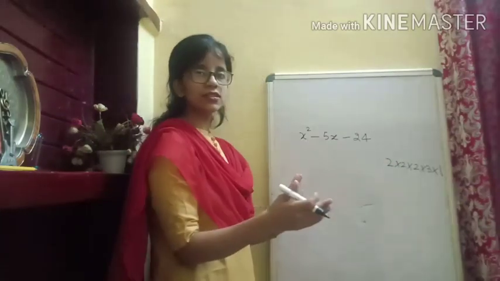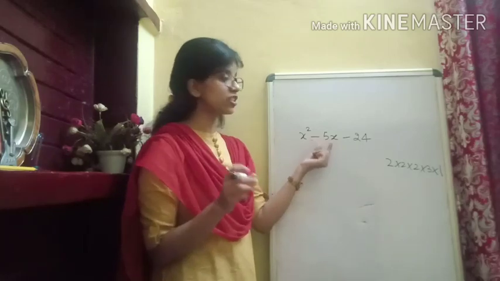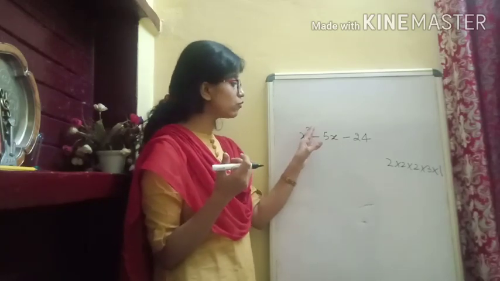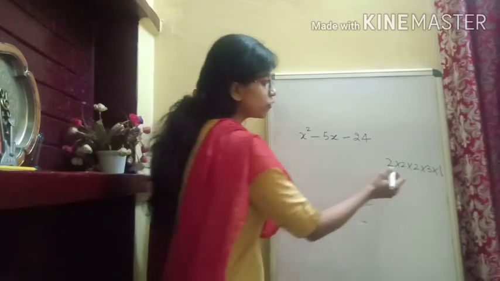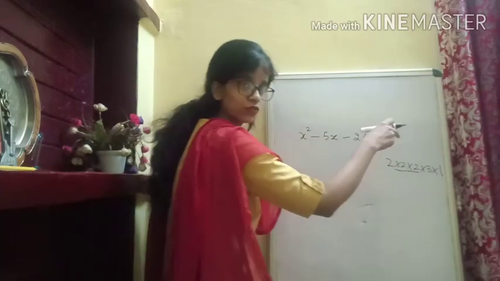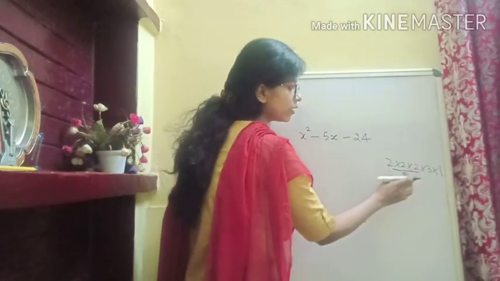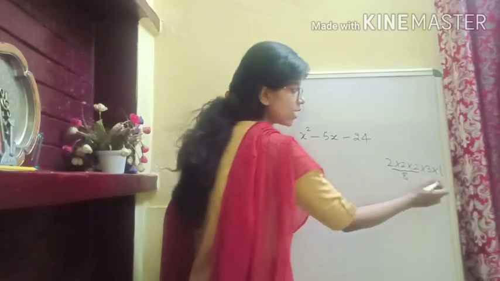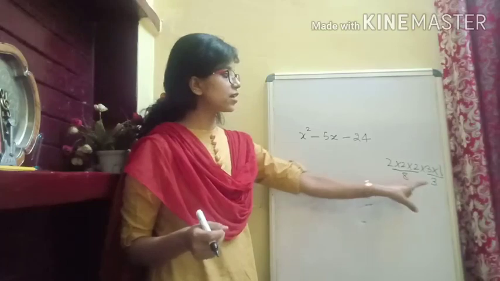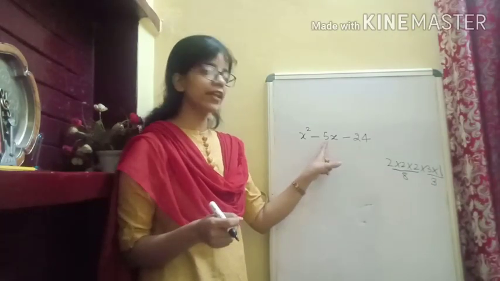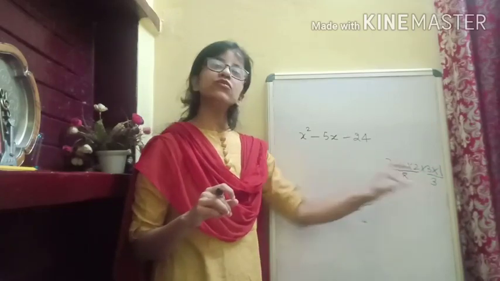Now as we have written the prime factors of 24, we will split these numbers into two such numbers to get minus 5. Mind it, we don't want 5, we actually want minus 5. Now if you take these 2's together, that is 2 into 2 into 2, 8, and 3 into 1, 3. So 8 and 3, when you subtract 8 minus 3, you will get 5. Is it clear? So we have split the numbers into two numbers to get 5.